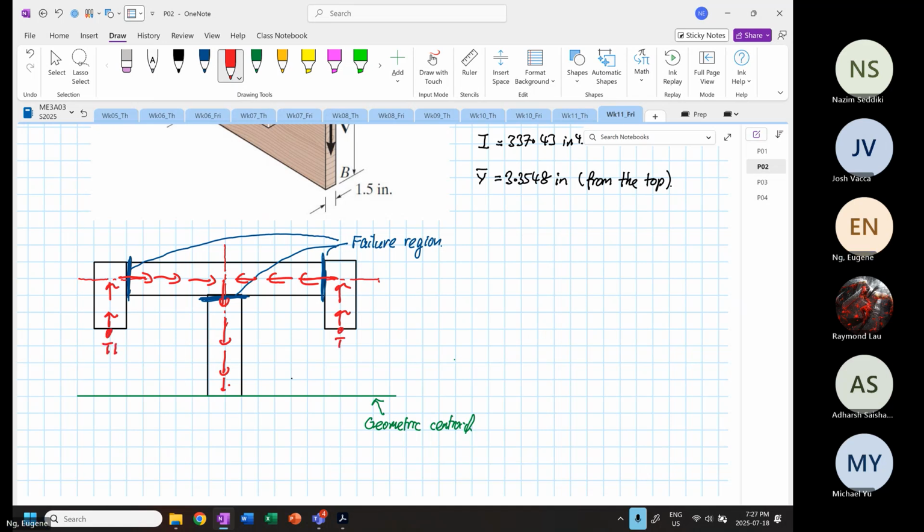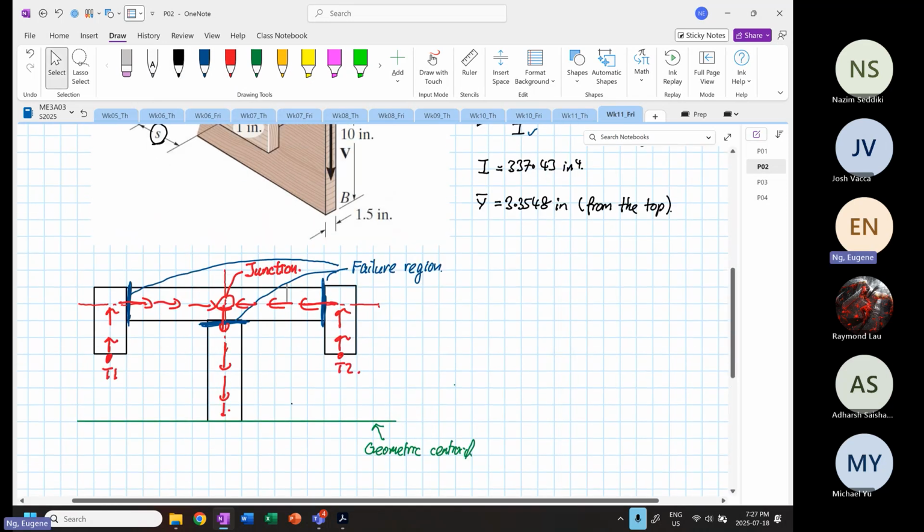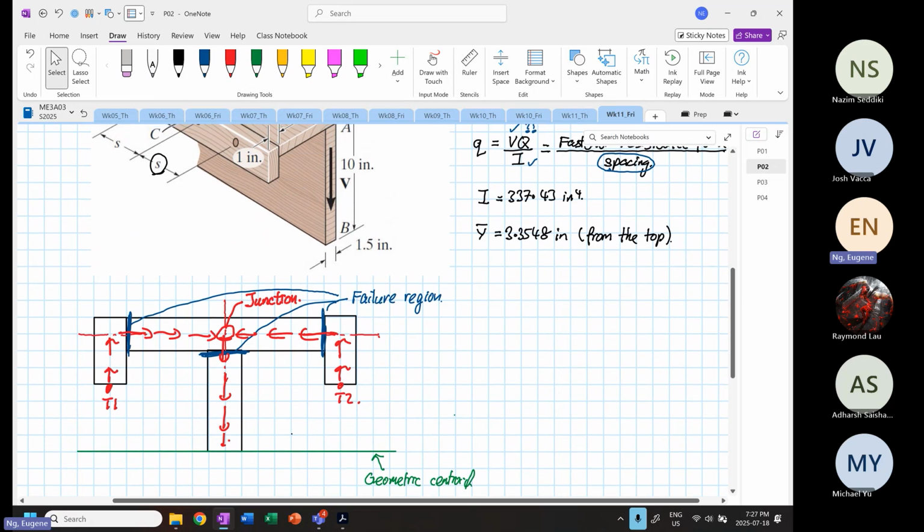Terminal 1, terminal 2. This one over here is not a terminal, but it's a junction. And you'll see that, yes, it's a junction. Okay. So from here, the first thing we're going to do is determine the failure.